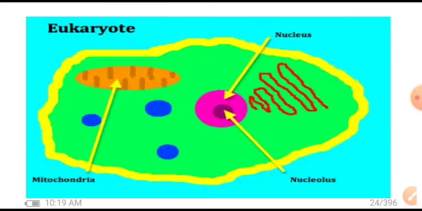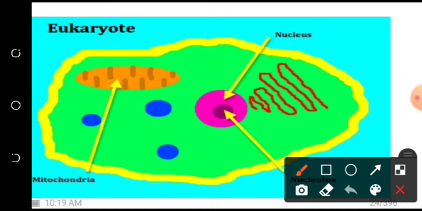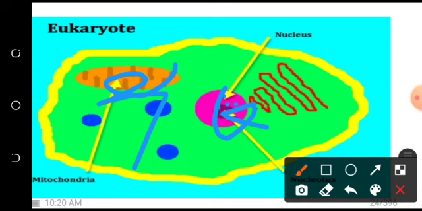So here is a structure of a eukaryote. This is the mitochondria of the cell, and this is the nucleus. As you see, it is inside the cytoplasm, visible and surrounded by the nuclear membrane. This is the layer of nuclear membrane surrounding the nucleus. These are other organelles like Golgi bodies and vacuoles. So this is the structure of the eukaryotic cell.